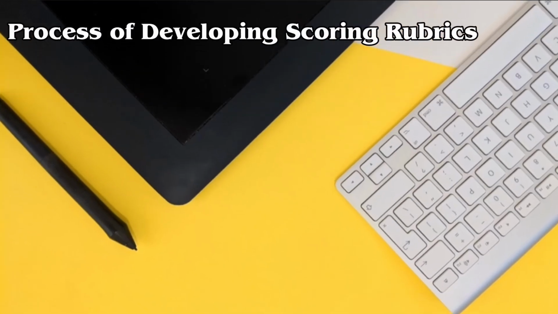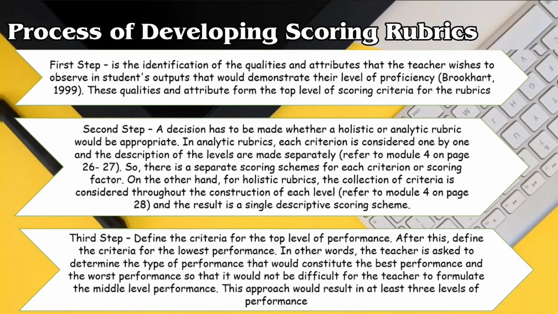Process of developing scoring rubrics. First step, according to Brookhart 1999, is the identification of the qualities and attributes that the teacher wishes to observe in the students' outputs that would demonstrate their level of proficiency. These qualities and attributes form the top level of scoring criteria for the rubrics.